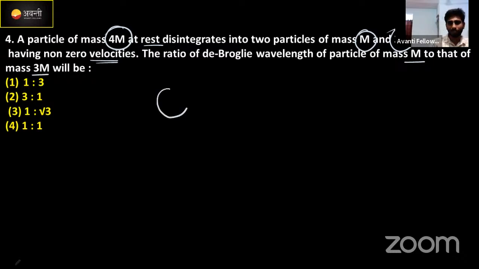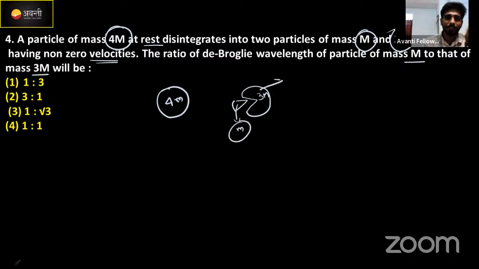See, here there is one mass, its total mass was 4m. It is disintegrated. Disintegrated means, integration means, disintegration means to divide. It is divided into two parts. How does it happen? See, like this. Okay, one part has mass 3m, and the cut portion has mass m. It disintegrated in this ratio. Okay, they are moving with velocities we don't know, they said non-zero velocity. We need to find the ratio of lambda for m to 3m, correct?